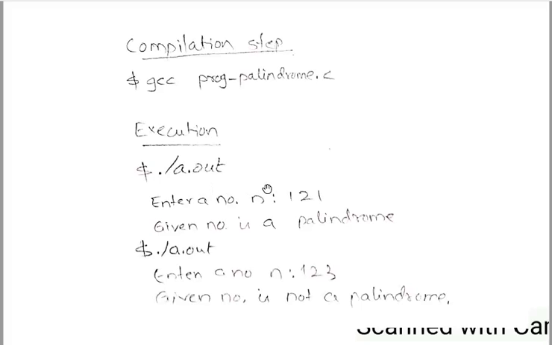Lab program number 4 is about the palindrome. So there are two possibilities. When we run the program, how do we run? On the command line you will type ./a.out and you hit enter. So the program will prompt for enter a number n. You enter 121, and it will go through the programming steps, and it will identify the given number is a palindrome. This is the output, this is the input.